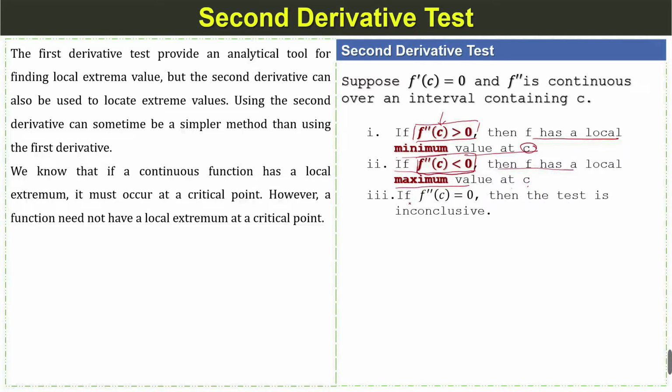Third point: if the second derivative of the function at c is equal to 0, then the test is inconclusive. Then what will we do when the second derivative of the function is equal to 0? Then we move backward toward the first derivative to find the local maximum or local minimum value. And we know how we can find the local maximum and minimum using the first derivative test.